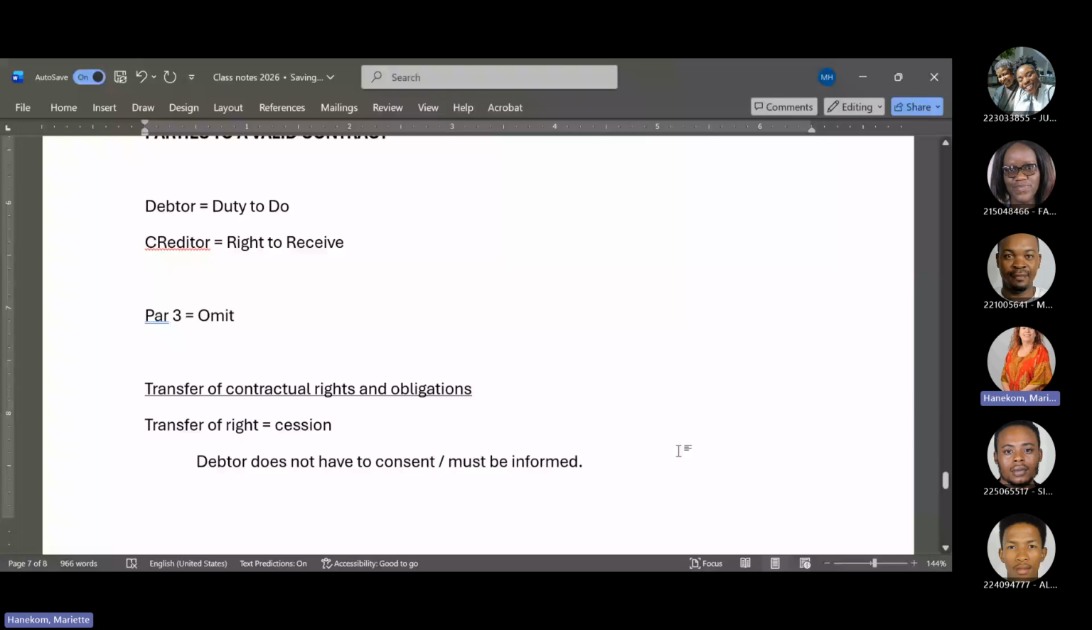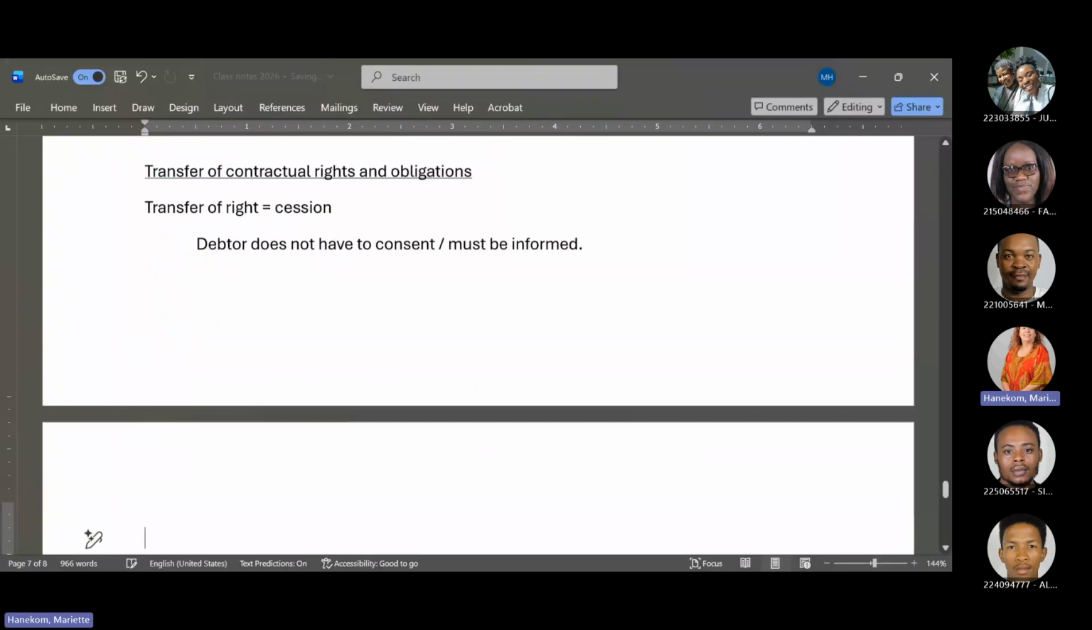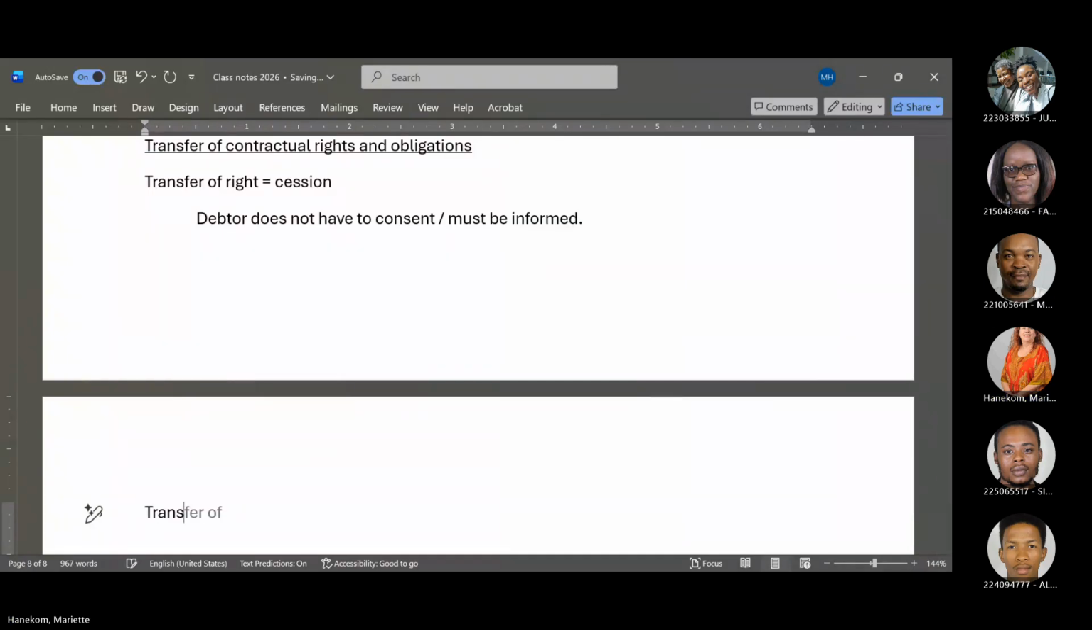So transfer of rights is known as cession. The debtor needs to be informed, but they don't have to give permission, as long as it doesn't make things more difficult for them. Transfer of a duty, however, is known as delegation. So instead of Mr. Ayala paying me, he delegates his duty to pay to Mr. Links.